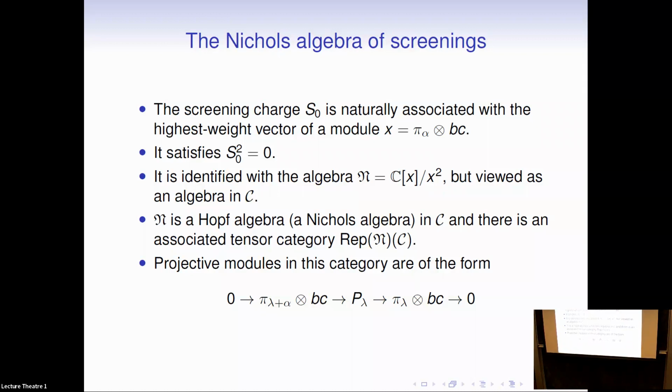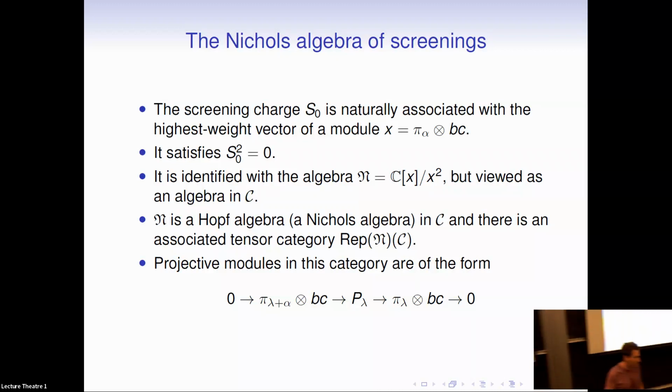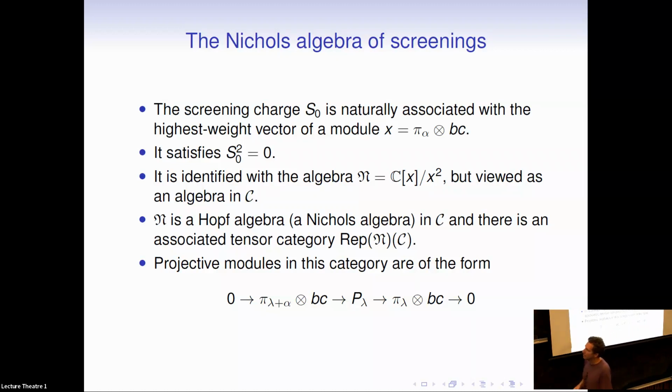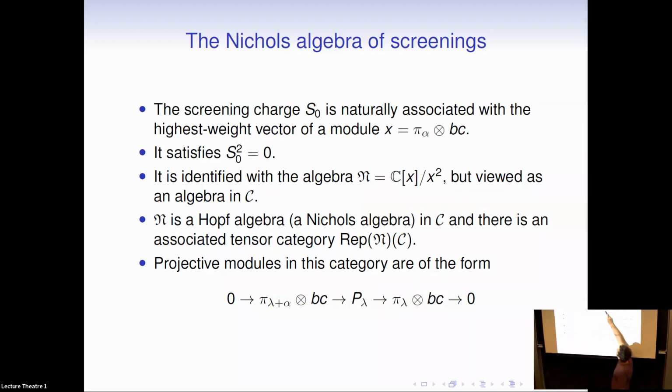And that's already it. The representation category of this Nichols algebra has as simple objects just the Fock modules times the free fermions. And these simple objects allow for extensions by a single further simple object, and these are then already projective. So understanding the category of modules of the Nichols algebra is obvious the moment that you know that it squares to zero and which weight it has.